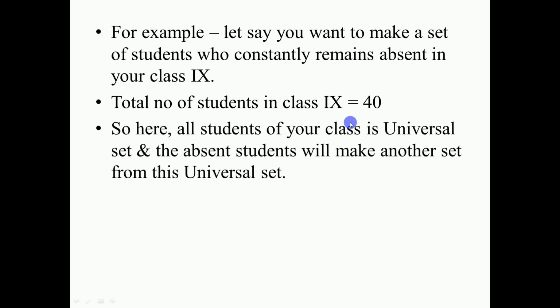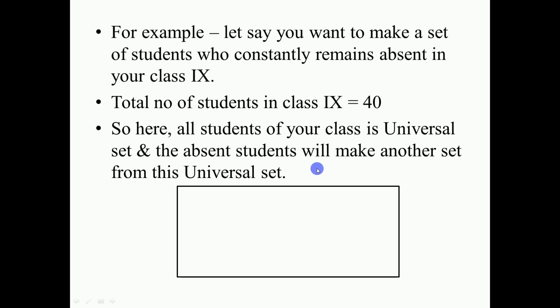So here all the students of your class are the universal set, and the absent students will make another set from the universal set, because the total number of students in your class is 40. Now consider that 10 students are absent almost throughout the week. So in your set of constantly absent students, the number will be 10, but those 10 students are present in your class 9th. They are a part of the 40 students. So the total number of students in your class can be considered as a universal set, and the students who remain constantly absent can be considered as another set.